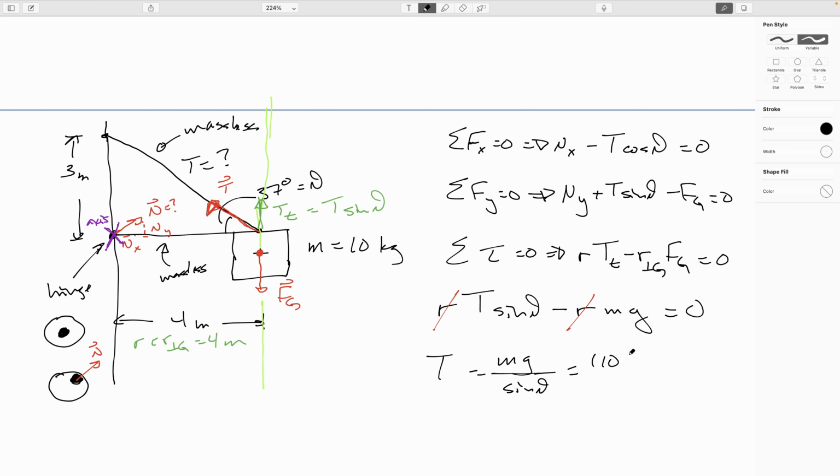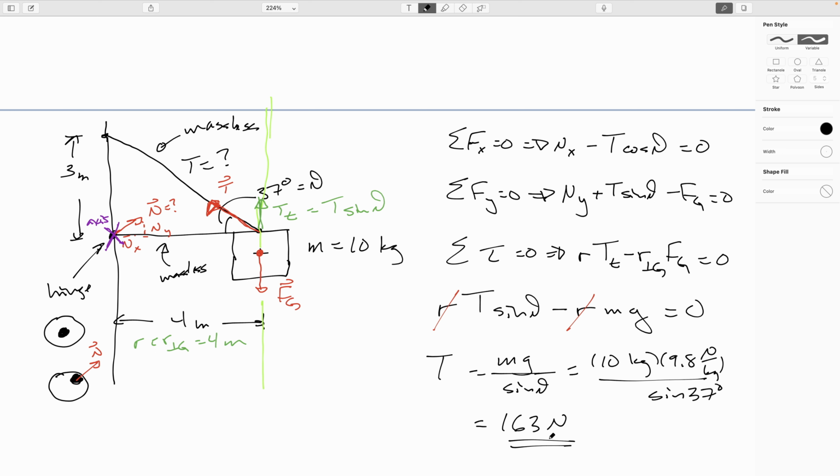All right, 10 kilograms times 9.8 newtons per kilogram over the sine of 37 degrees. We get that our tension is 163 newtons. Yay. So we got that.